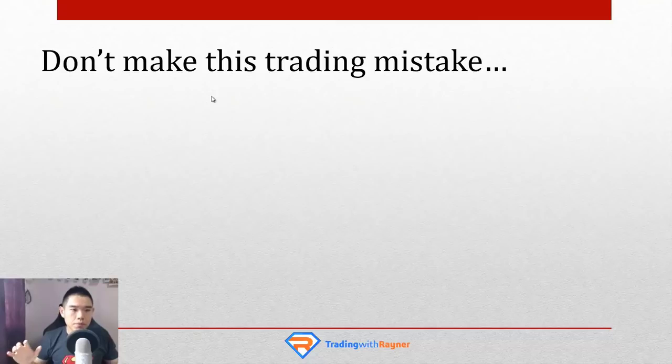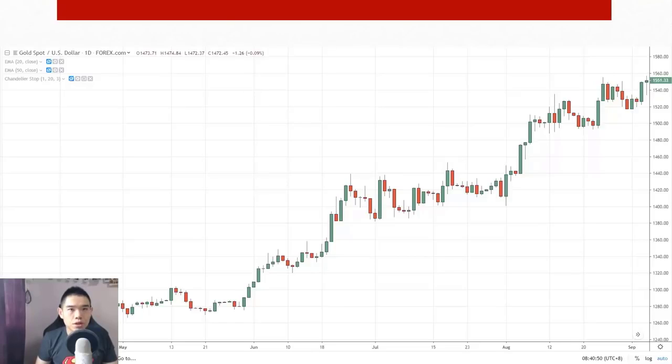First thing, whenever you trade candlestick patterns, I don't want you to make this mistake. What is this mistake? Look at this chart. When a trader looks at this chart, they learn all these candlestick patterns. Shooting star is bearish, bearish engulfing pattern is bearish, hammer is bullish, and so on.